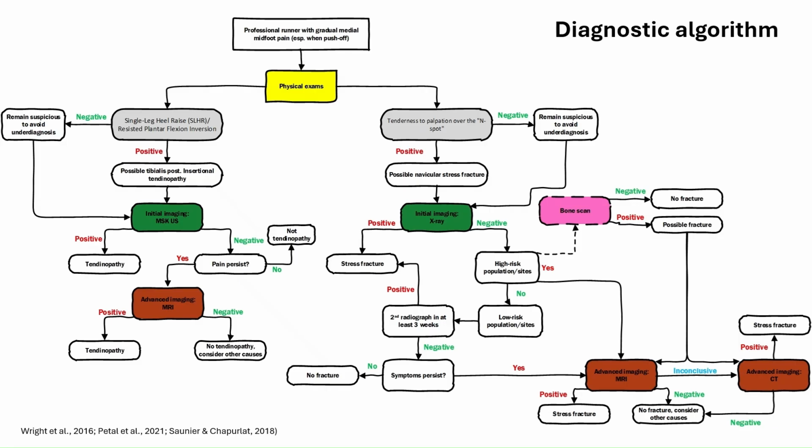If ultrasound findings are positive, the diagnosis of tendinopathy can be made. If the findings are negative, the patient's symptoms should be reassessed. If the pain is resolved, tendinopathy can be excluded. If the pain is still there, MRI is recommended. MRI is a gold standard for visualizing non-bony structures and diagnosing tendinopathy. A positive MRI confirms the diagnosis, while a negative MRI rules out tendinopathy and suggests that other causes should be considered.